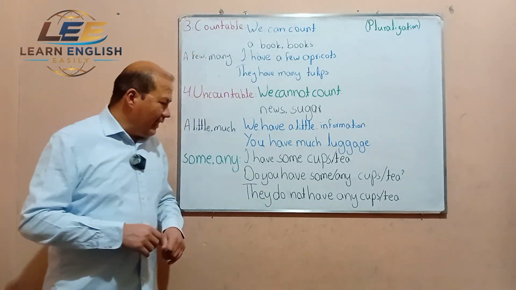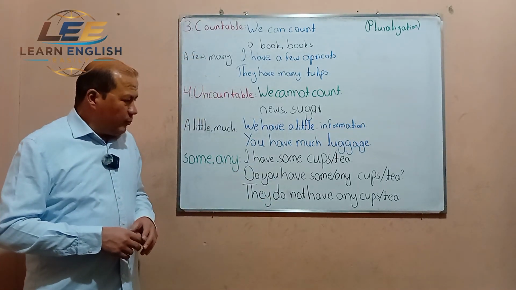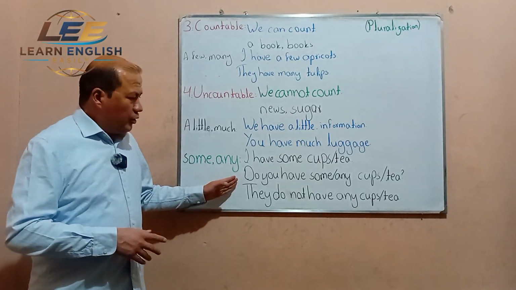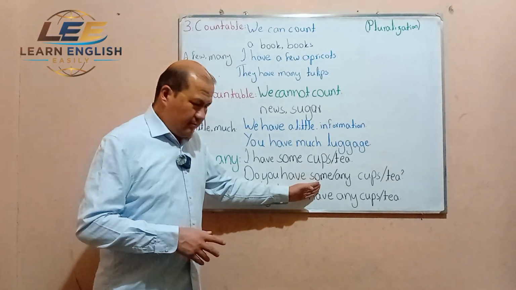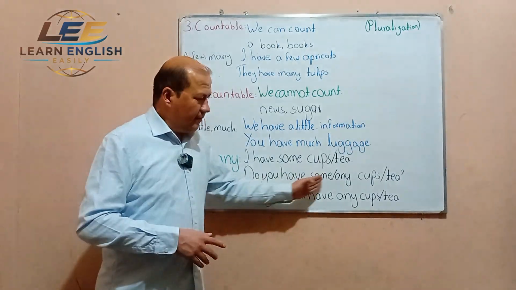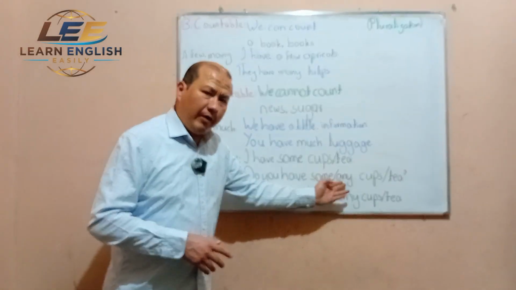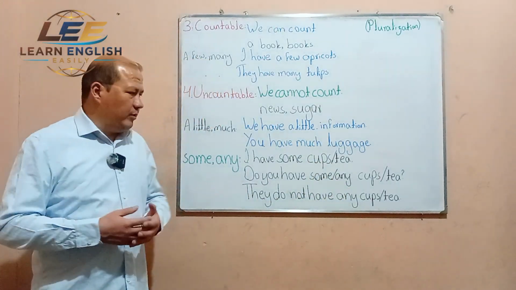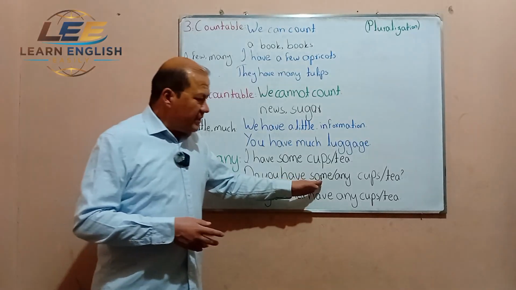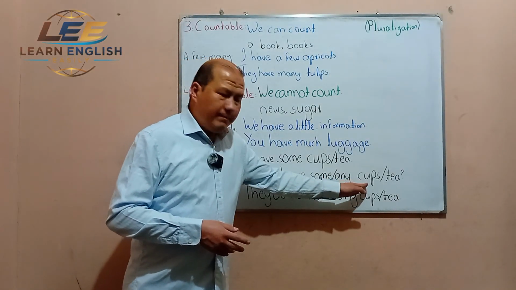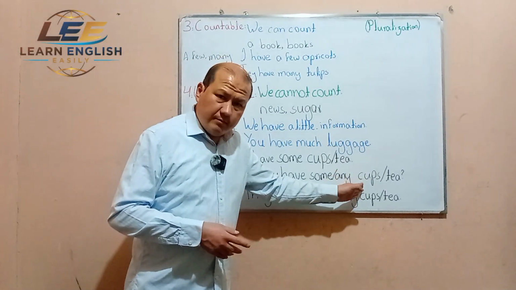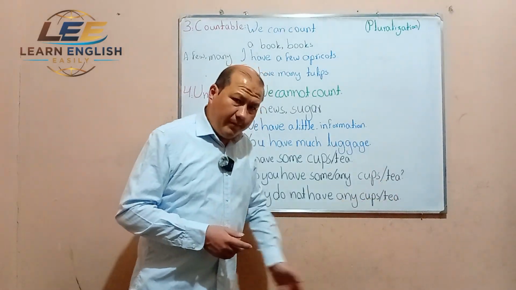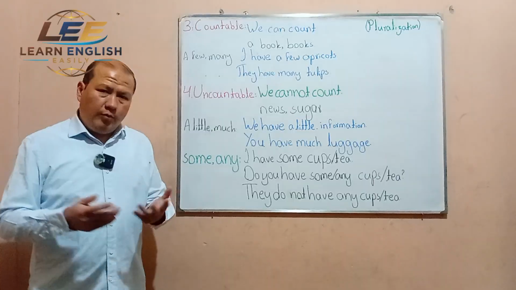Positive sentence. The second sentence that we have is interrogative or question. The sentence is, do you have some, or do you have any? Any is better. Try to use any in questions, but if you want, you can go with some as well, not a big deal. Do you have some, or do you have any cups? Do you have some cups? Do you have any cups? Countable. Do you have some tea? Do you have any tea? Uncountable. So we can use some and any with both countable and uncountable.